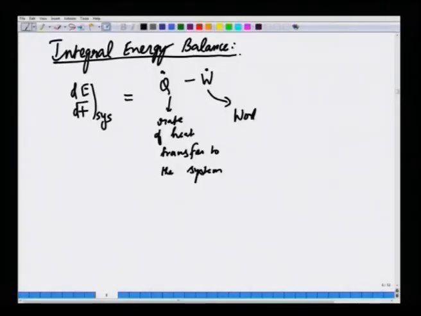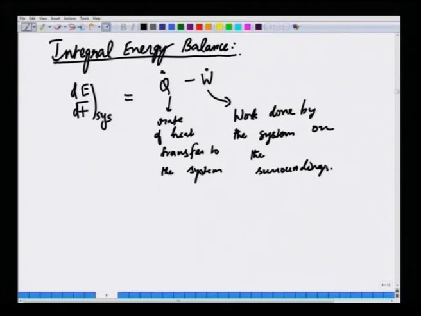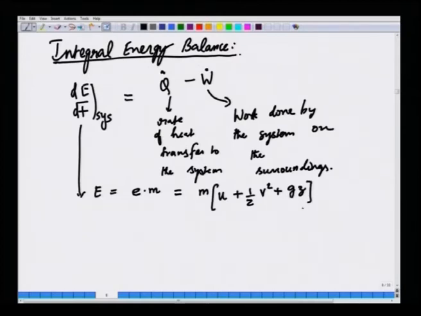So, work done by the system on the surroundings. Now, we can convert this to where E is essentially E times mass, the mass of the system, and that is equal to mass times U, the specific internal energy, plus half V squared, specific macroscopic kinetic energy of flow, and the potential energy g Z times m.